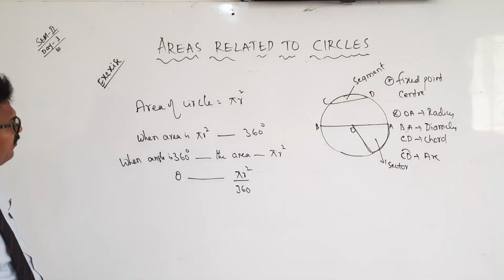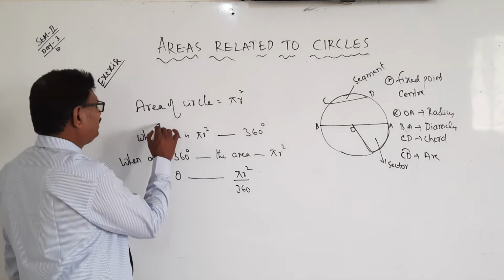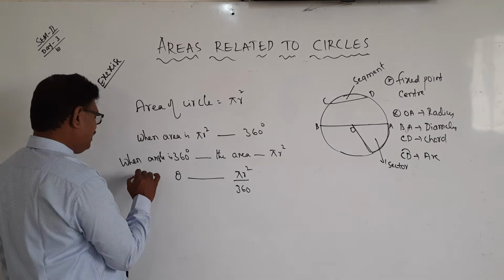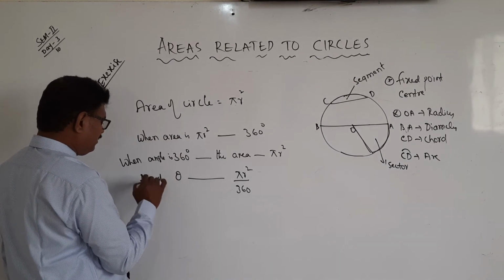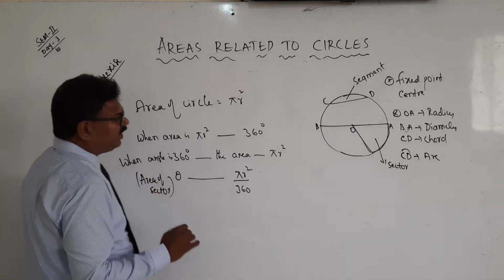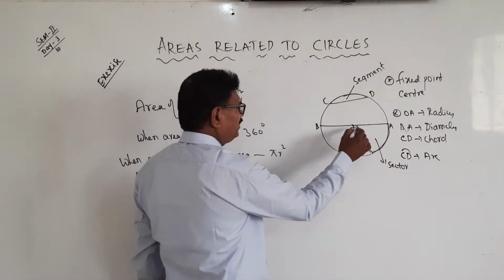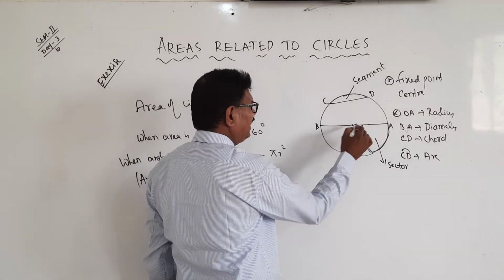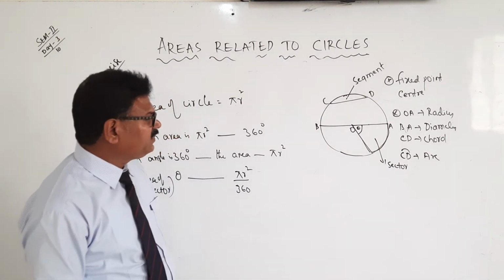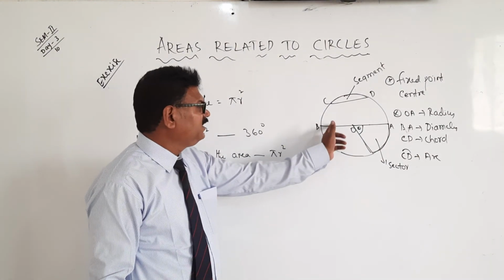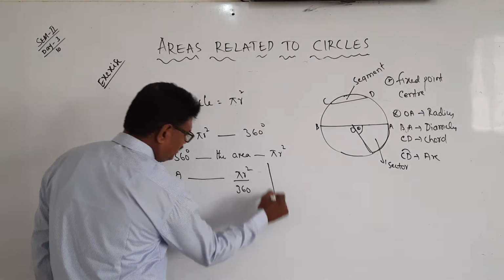Therefore, what is the area of sector? Area of sector means what? Here the total angle is 360. Therefore, this will come as theta. Theta means any angle. Okay? So this is one.